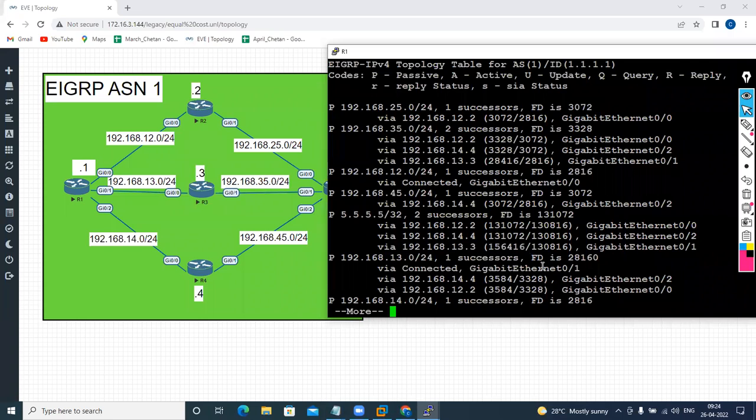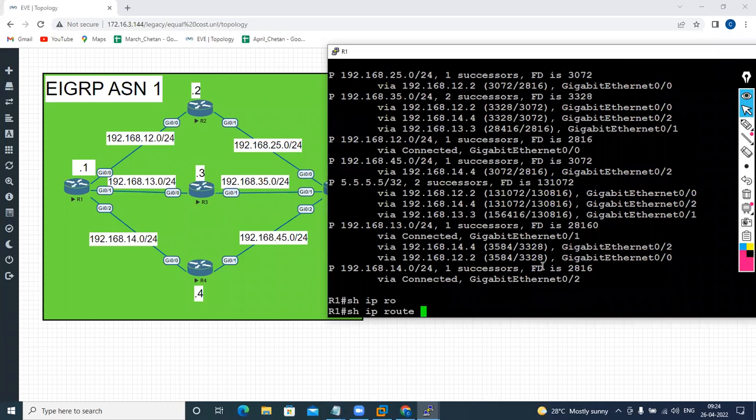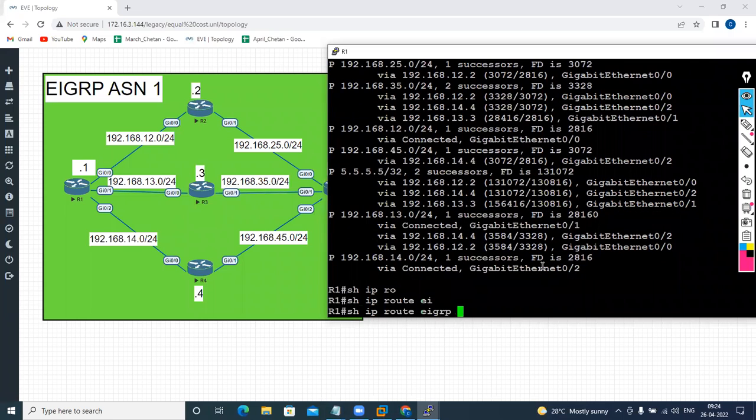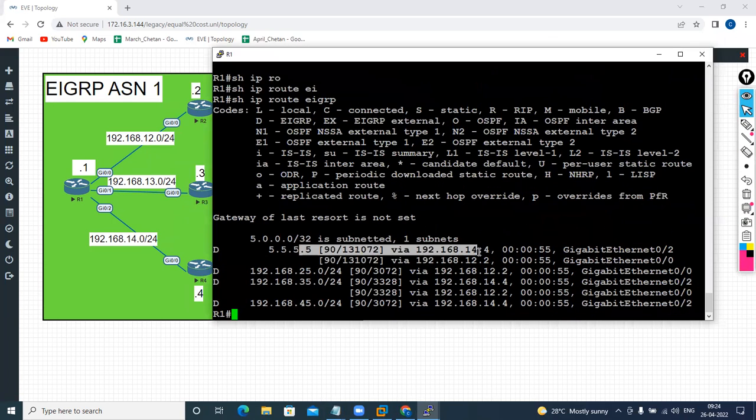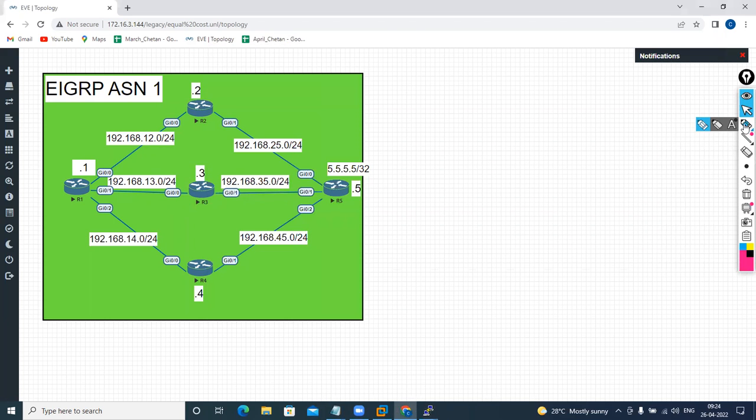So by default, what is present in your routing table? Show IP route EIGRP. Only your successors. Can you see? It is using only 2 paths, 14.4 and 12.2. It is using this path and this path. Now, this is the feasible successor. This is the successor. This is the successor.